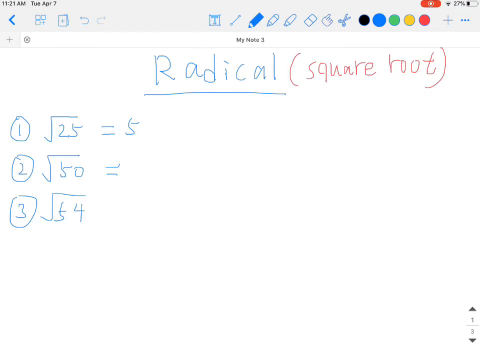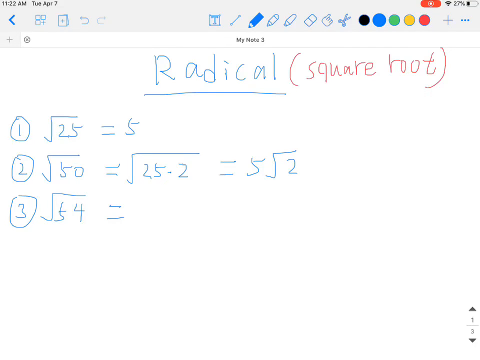Square root of 50: something times something equals 50. That's not likely that we can find easily, but there's another way. We can break the 50 into a perfect square times another factor. So 2 factors here: 25 times 2 equals 50. And the root of 25 can be taken out as 5.